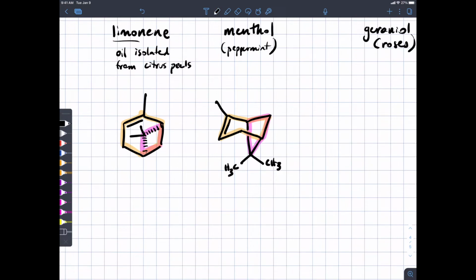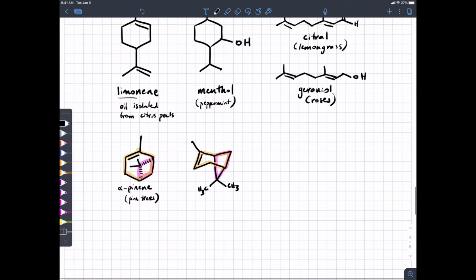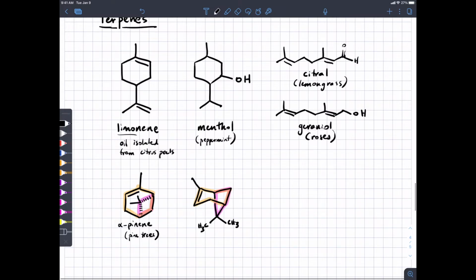This is called alpha pinene, and it comes from pine trees. If you've smelled the fresh smell of pine wood or pine trees, alpha pinene is a big part of that. It's a component of turpentine. So now, those compounds are all related to each other. And it doesn't look like it, but we're going to talk about how.